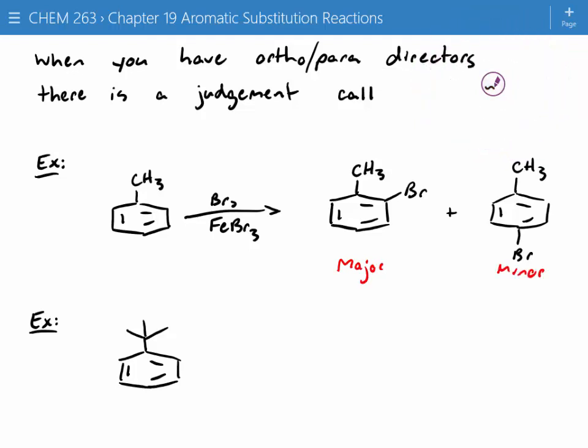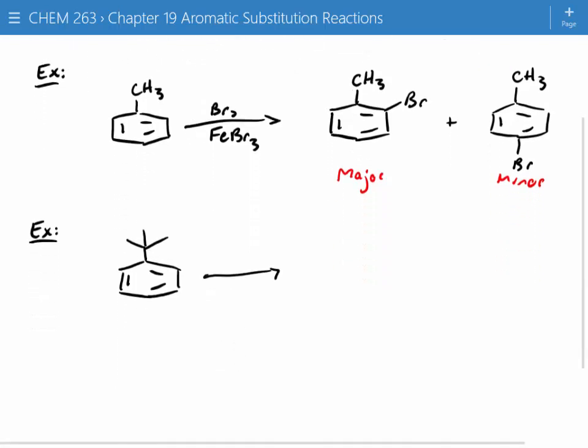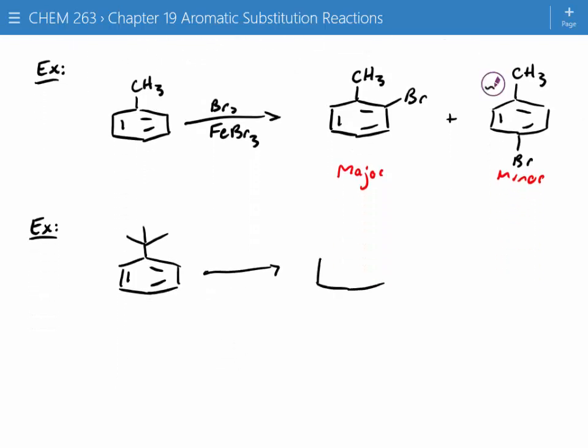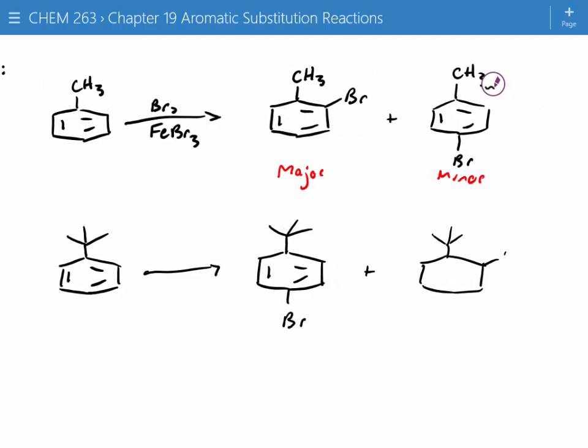However, with the tert-butyl group, do you think that ortho attack is going to occur very readily? Yeah, it's too big and bulky to have a bromine come and sneak in there. So in this case, you might observe a very, very tiny bit of the ortho-brominated product, but it's going to be minuscule.